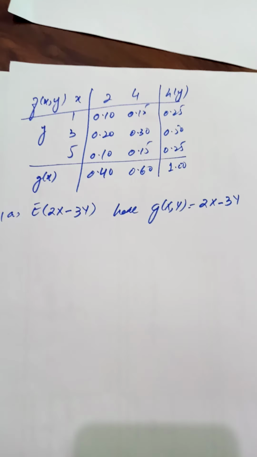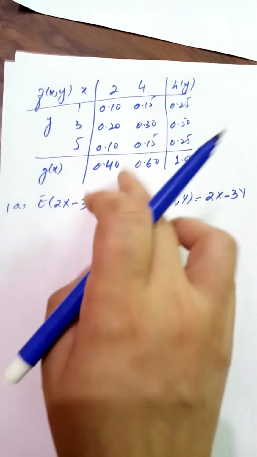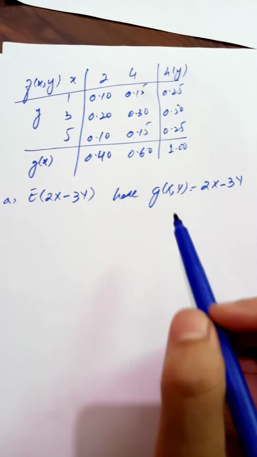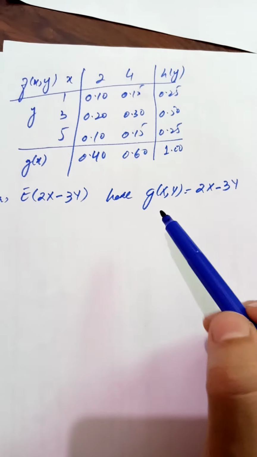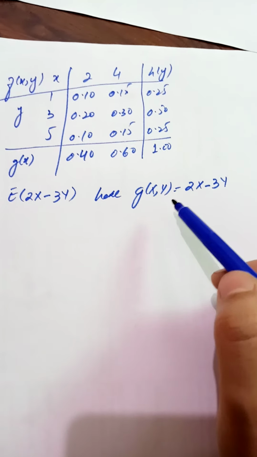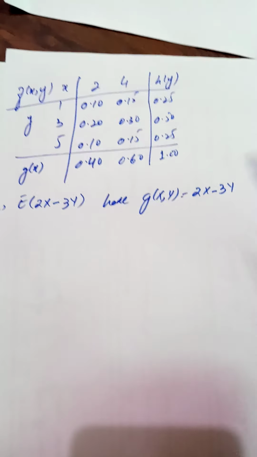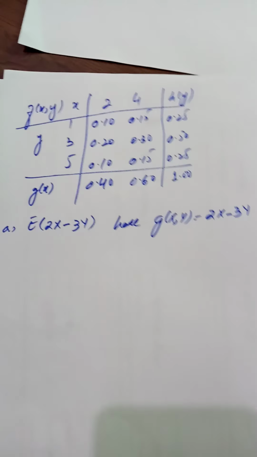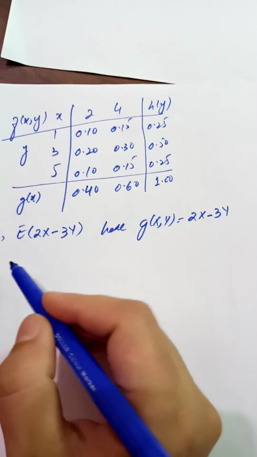Now let's practice our joint expectations with this joint distribution. The first I want to discuss is the joint expectation of any variable g of xy. So I am going to use the function 2x minus 3y to calculate the expectation. So our function is 2x minus 3y. Let's compute the expectation. What is the formula?